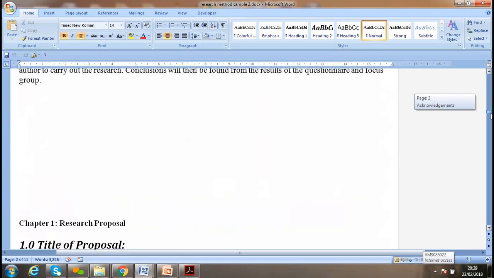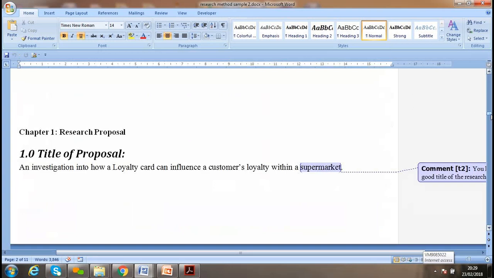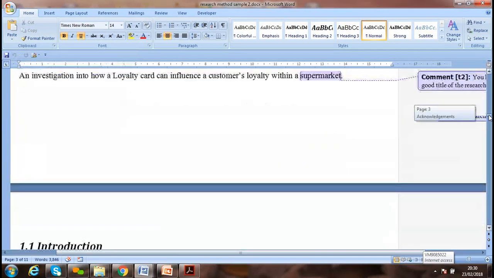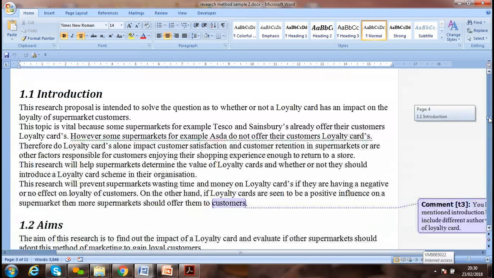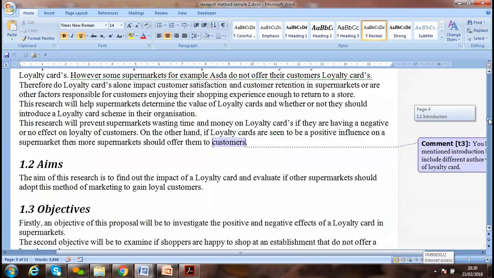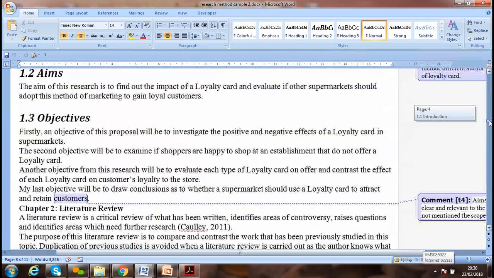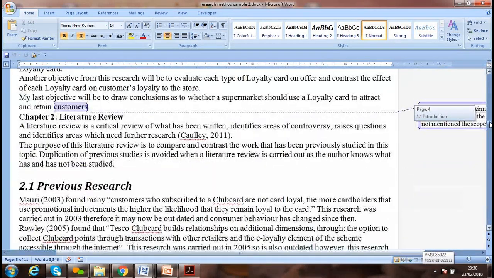Okay. Like here, you will see an investigation into how a loyalty card can influence customer loyalty within a supermarket. If you have a loyalty card, you will get a discount, and those people will buy. So the aims and objective of the research are discussed.